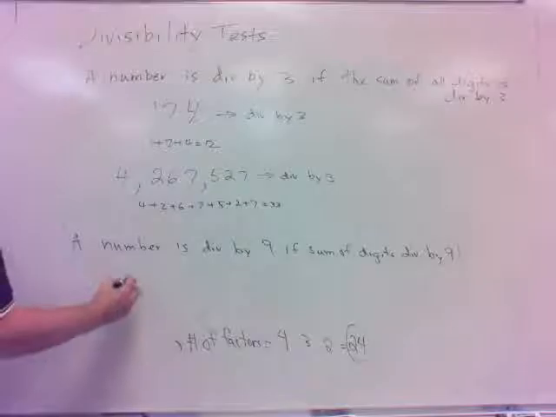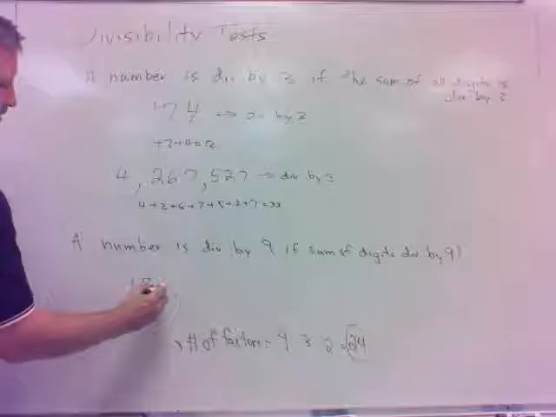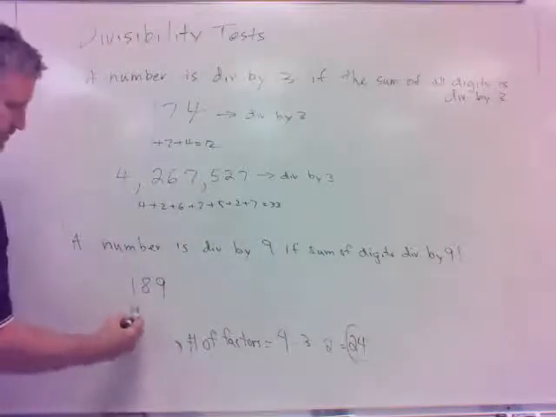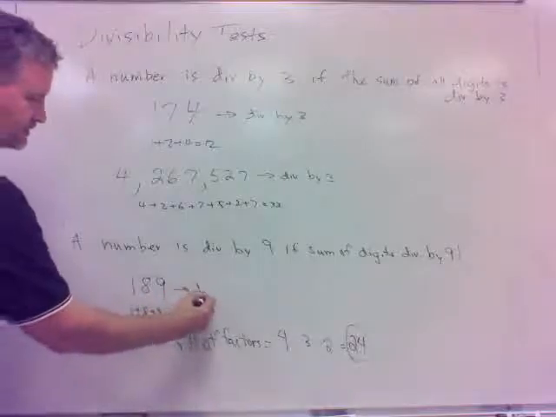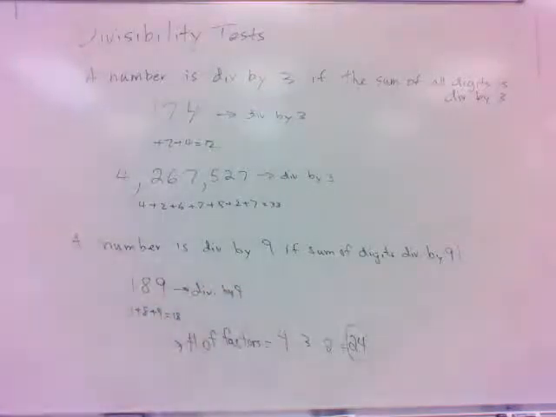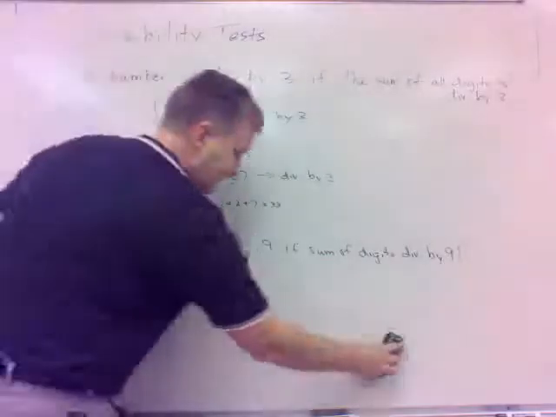What if I did, let's make it 189. That's 18. That's divisible by 9, isn't it? So this 189 is divisible by 9. So it's a nice little check, especially on smaller numbers. Now when you get bigger, you have to add them up, just like we did with that larger one. But it works. Okay?